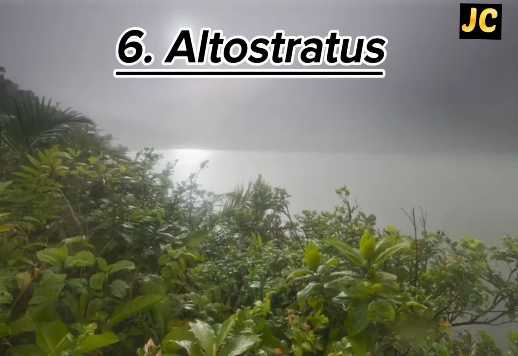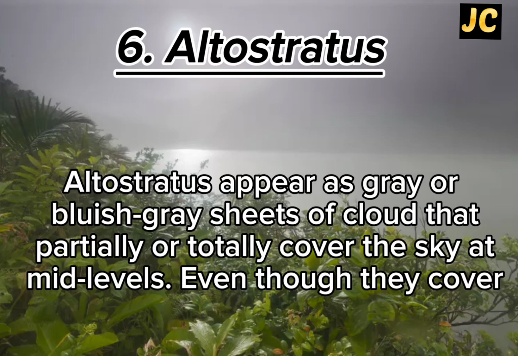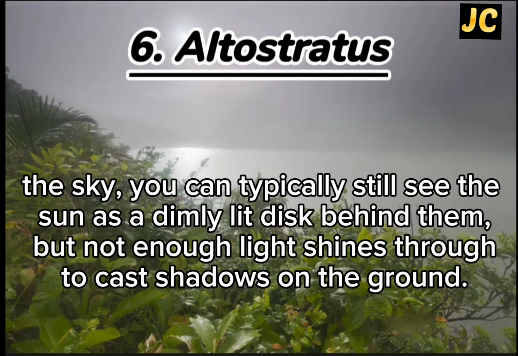6. Altostratus. Altostratus appear as gray or bluish-gray sheets of cloud that partially or totally cover the sky at mid-levels. Even though they cover the sky, you can typically still see the sun as a dimly lit disk behind them, but not enough light shines through to cast shadows on the ground.